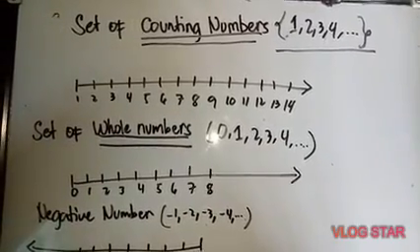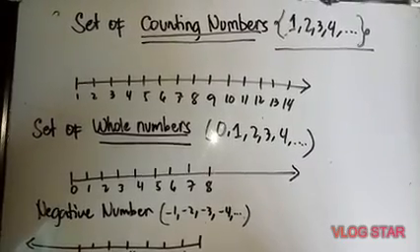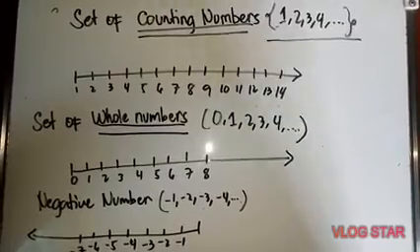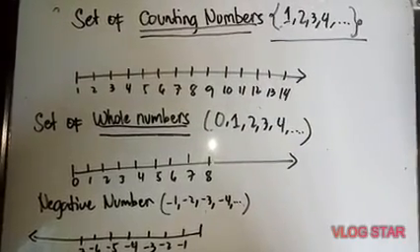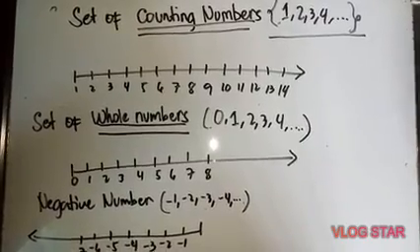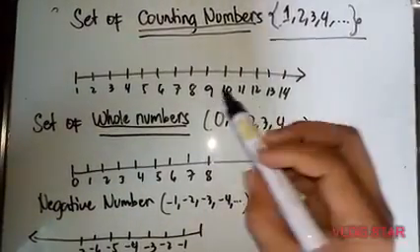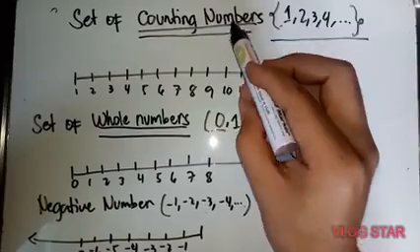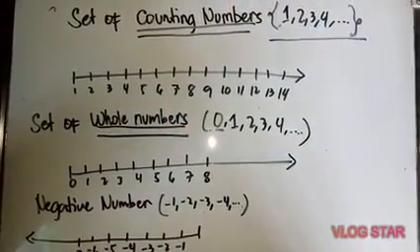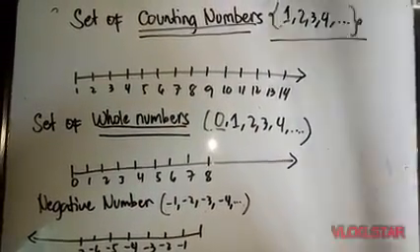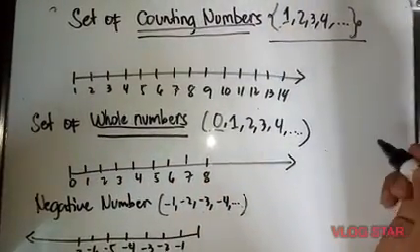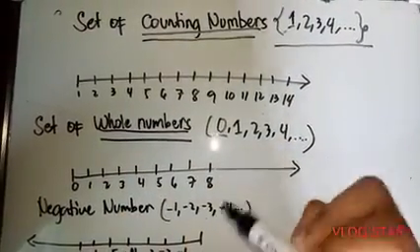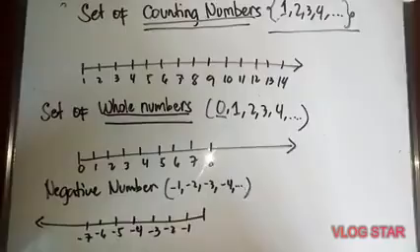Next is whole numbers. The only difference of whole numbers to counting numbers is if you put together 0 on the set of counting numbers, then it would be the whole numbers. So just like this one, we just add 0 to the set of counting numbers, and that is what we call whole numbers. And we can write this as 0 to so on. So that is whole numbers.